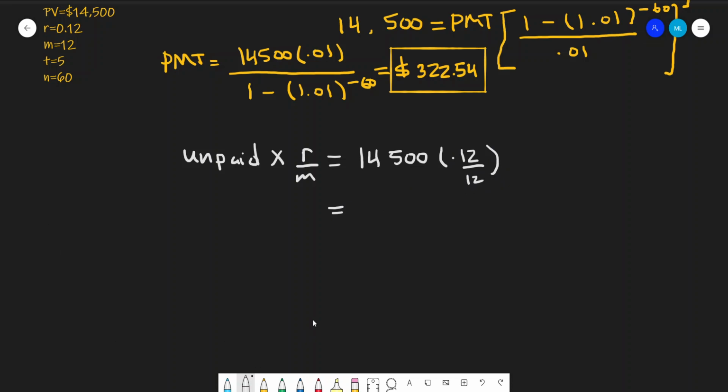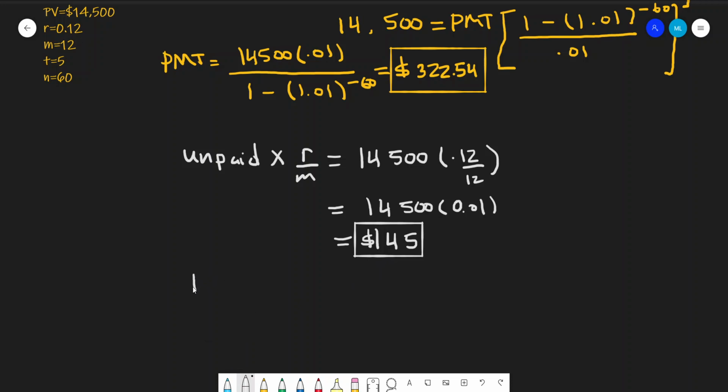So notice that what you can do here is that it's really just 14,500 multiplied by 0.01. Then in this case, this is going to tell you how much interest actually is due, which in this case would be 145. So you have that that's going to be $145.